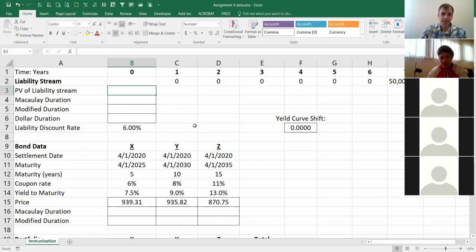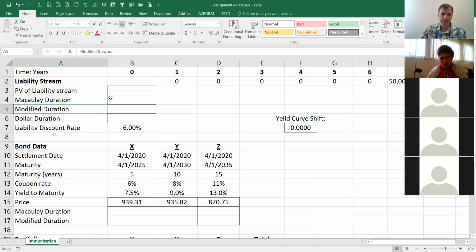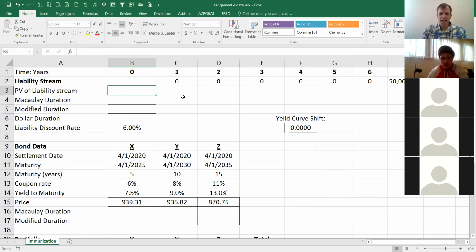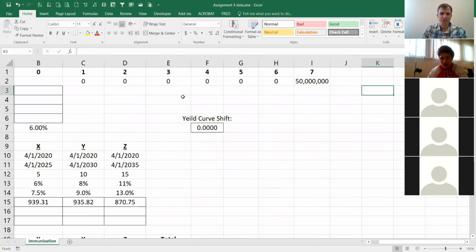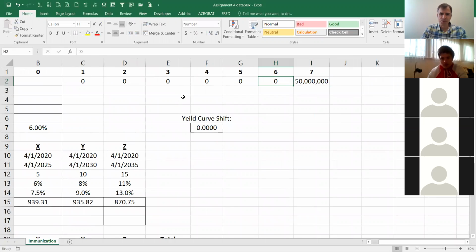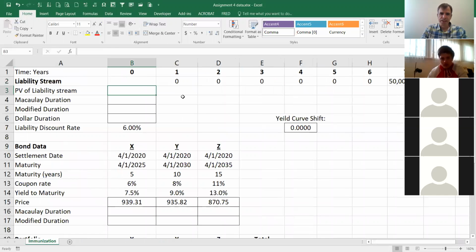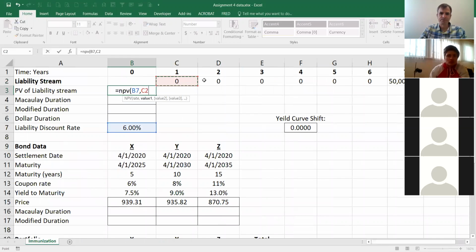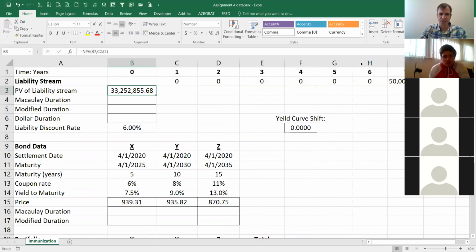Can you do the present value of the liability stream real quick, just so I can make sure I'm on the right path, even though I'm pretty sure I am? Yeah, let's see, it's just one cash flow. So we could just find the present value of this, discounting 7 periods. And if we have a stream of cash flows, we could use the NPV function, discount all these future cash flows and sum them up. But since there's only one, the present value of the liability stream is maybe 33 million.